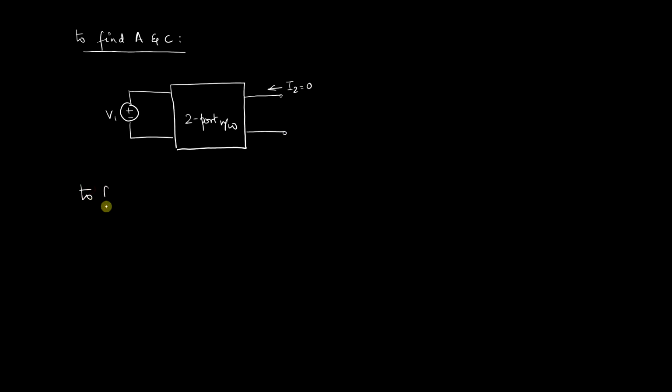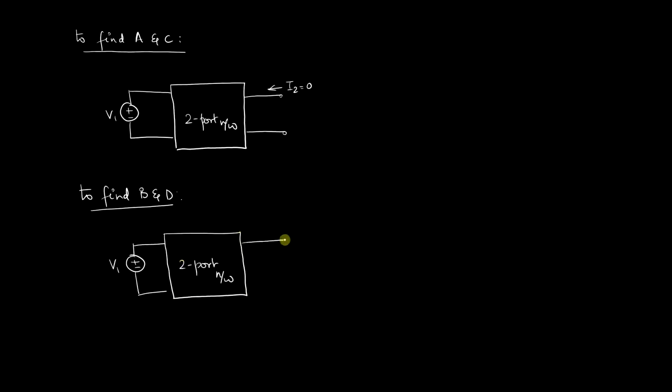And to find the parameter B and D, what we do is we connect the voltage source at the input side, that is V1, and we are going to short the output. So when output is shorted, it is equivalent to saying the output voltage V2 is equal to 0. So this is the standard way of computing the parameters A and C and the parameters B and D.